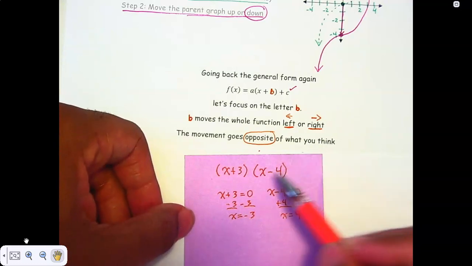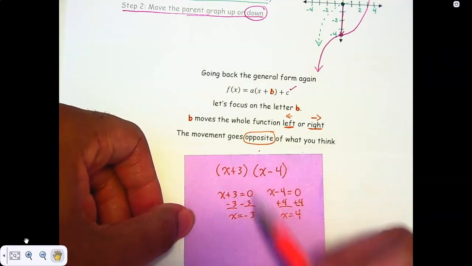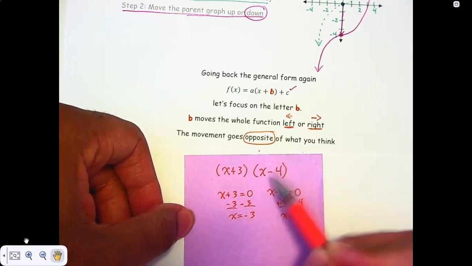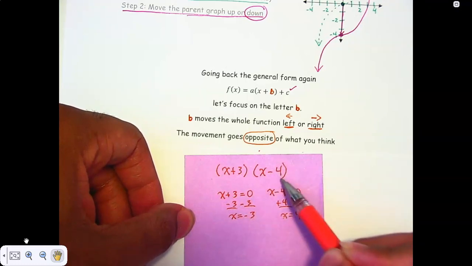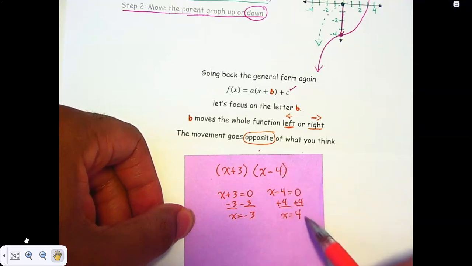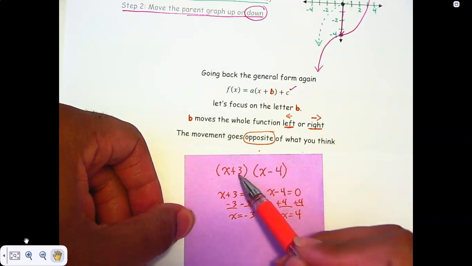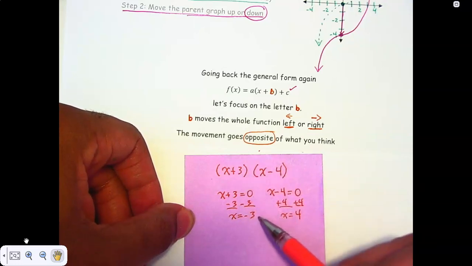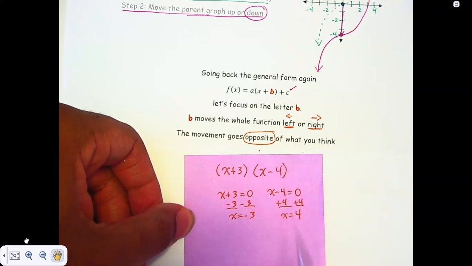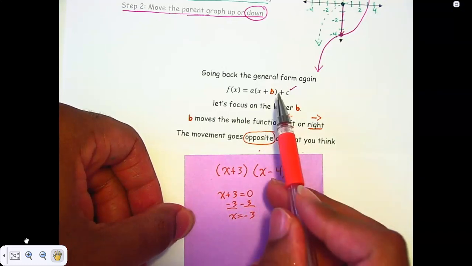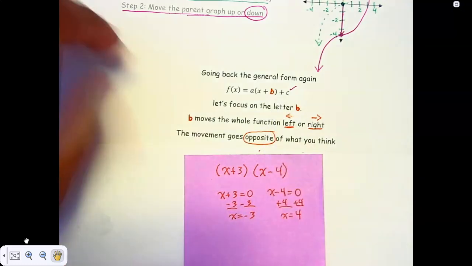So if you look at it, we started off with a positive 3 and ended with a negative 3. We started off with a negative 4 and ended with a positive 4. So it's kind of like opposite of what you thought. So when it comes to our movement, that's why things are going to happen. This same thing is happening when it comes to this function right here. So it's going to go opposite of what you think.